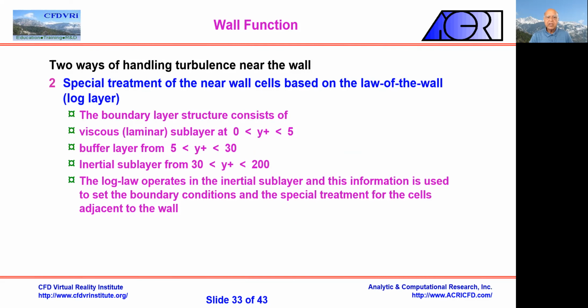So what we do is special treatment near the wall. We say we are not going to bring the K epsilon model all the way to the wall. The boundary layer structure consists of a viscous sublayer from Y plus up to 5, then a buffer layer from 5 to 30, then an inertia sublayer from 30 to 200. What we're going to do is that the log law starts operating in the inertia sublayer. So this information is used.